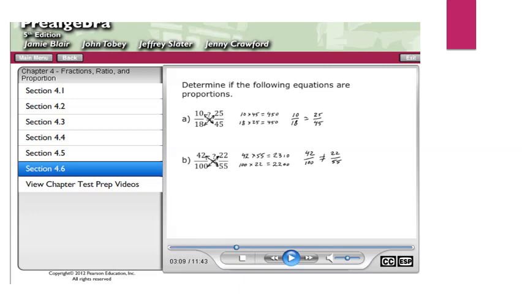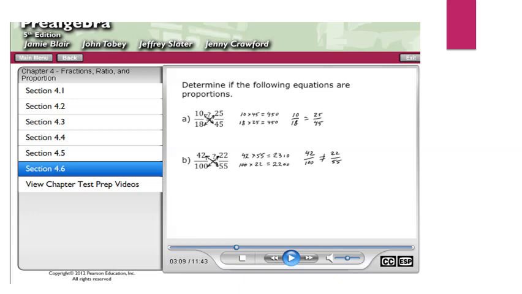We have to take that next step, and find the cross products. Notice that the arrows that are on top of each other are pointing to the cross products. The first cross product in this equation is 10 times 45. The second cross product is 18 times 25. Let's go ahead and do the multiplication. It's pretty simple multiplication. 10 times 45 is 45, add a 0 to it, so 450. 18 times 25 is 450. They both equal 450. Therefore, yes, they are equivalent.